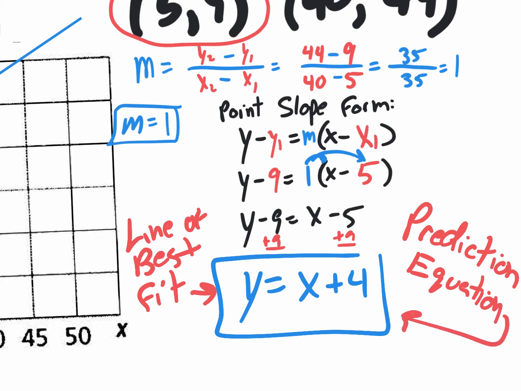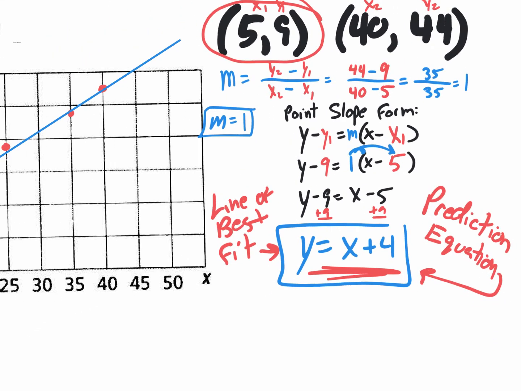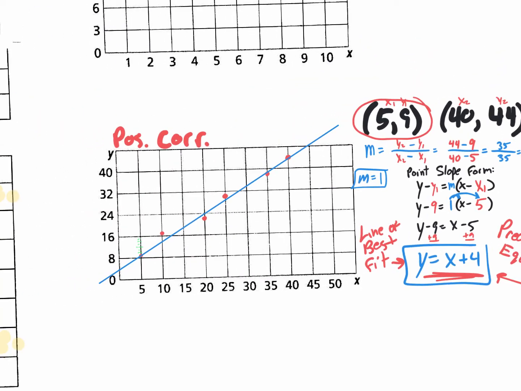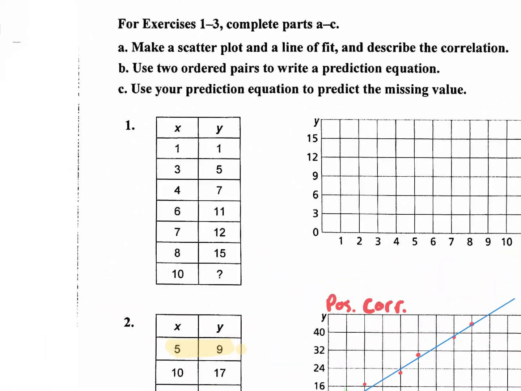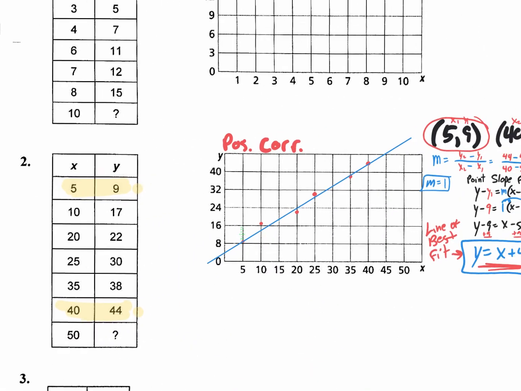Right there, okay? In the real world, businesses use prediction equations all the time. They get data, they plot it on a scatter plot, they get this prediction equation, and they will be able to predict when they start making a profit or when they start taking losses, et cetera. And let's use this prediction equation to answer the final step right here, part C. Use your prediction equation to predict the missing value.